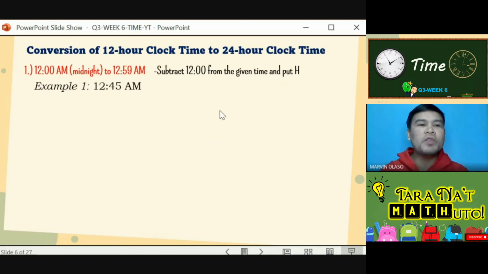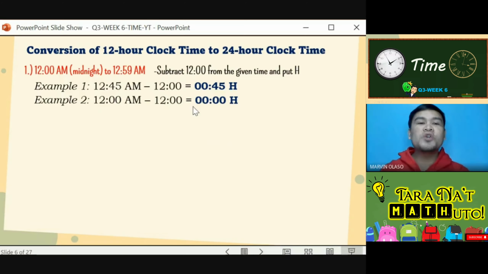Okay, start for example number 1, we have 12:45 AM. So let us subtract 12 hours. So we have 0045 hours. So yun ang katumbas. Ibig sabihin, 12:45 AM is equal to 0045 hours sa ating 24-hour clock time. Another example, 12 AM, ito na yung midnight, 12 midnight, subtract lang natin yung 12 hours, so it's equal to 0000 hours or 0 hour.